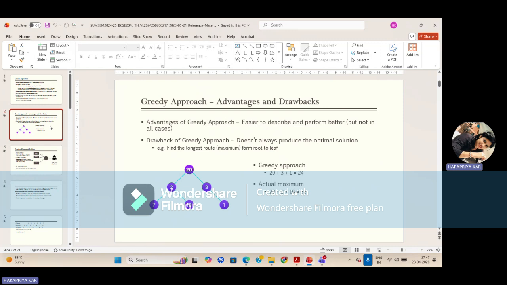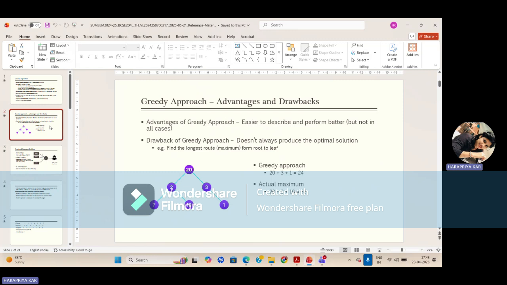You can see, find the longest route, the maximum, from the root to the leaf. So here the root is there, then the leaf. First of all, if we apply the greedy approach, what do we have to do? 20 plus 3 plus 1. Okay. That is, as I told you, at the next step you are not looking ahead. So what you have to do is find the longest route. So this one is only 20 plus 3 plus 1, which is 24.